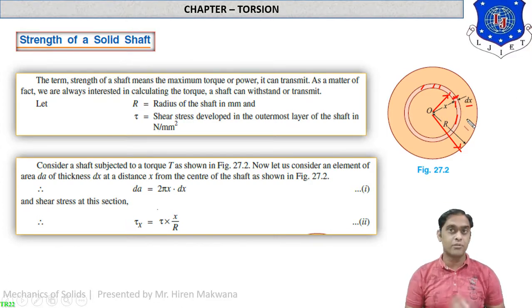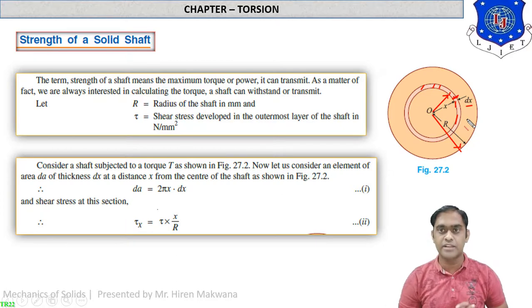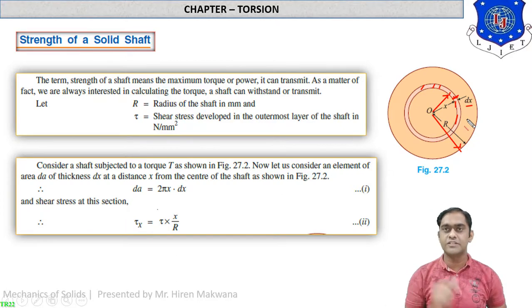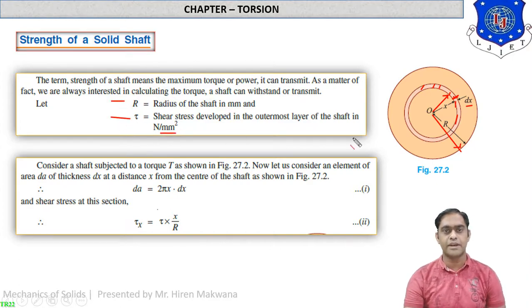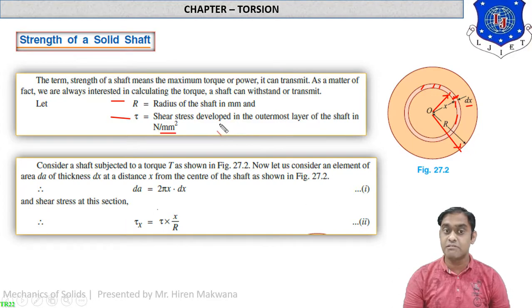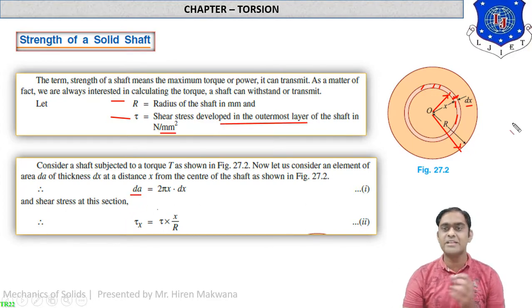If you remember moment of inertia, for the circular section we have discussed the theory similar to this. So dx will be the thickness of the ring. Let R equal to radius of the shaft in mm and tau equal to shear stress in Newton per mm square. Shear stress is developed in the outermost layer of the shaft. Okay. Now what is dA? dA means area of this minor strip which has been cut for our study.